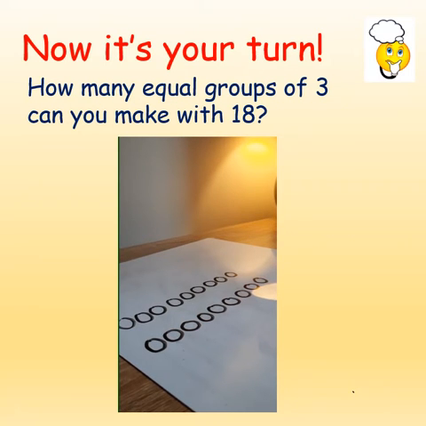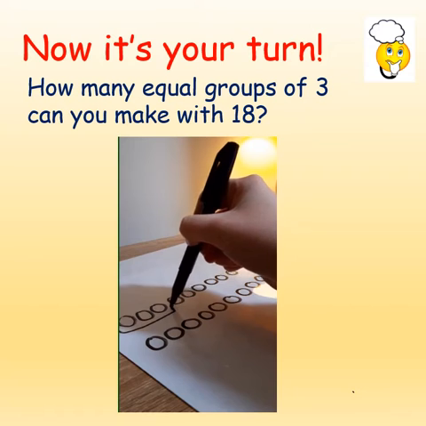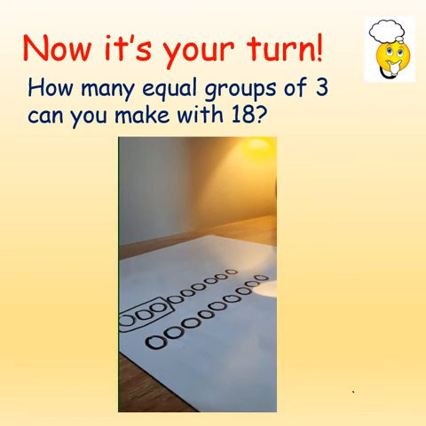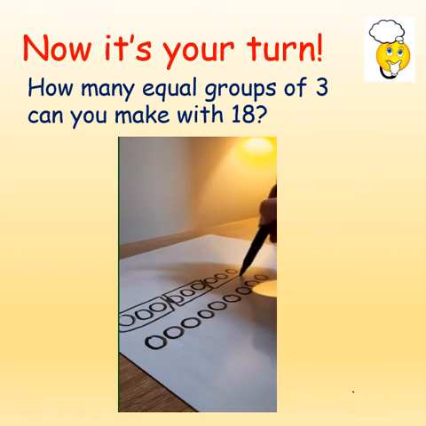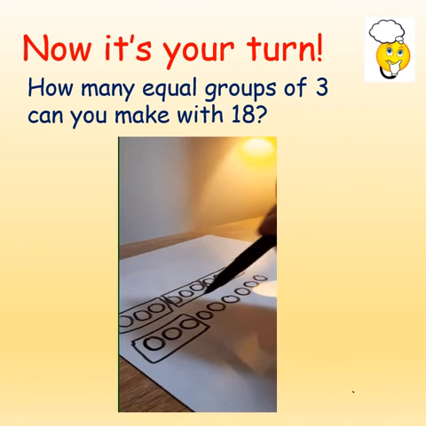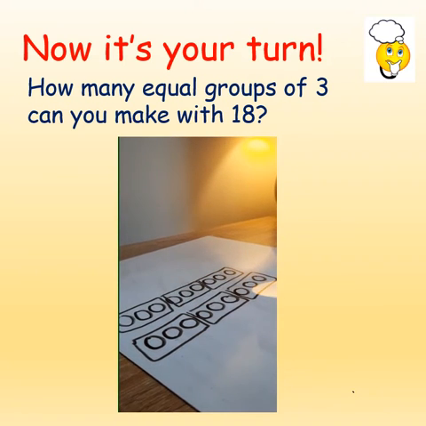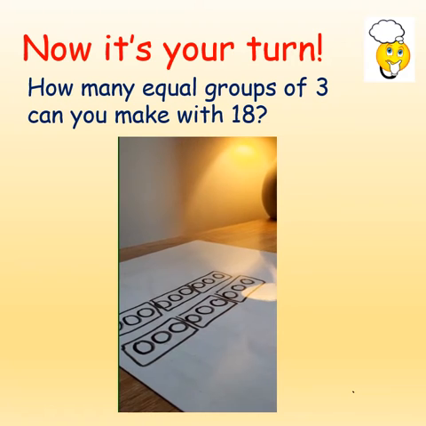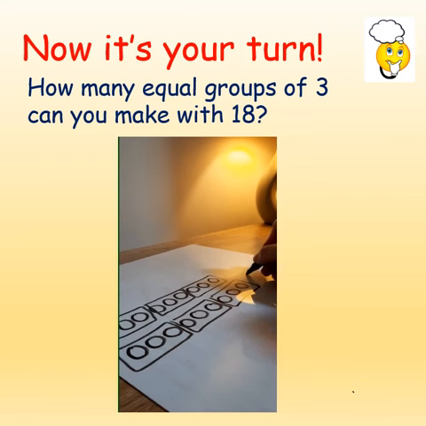So how many do I need in each group? Well done, that's right, I need 3 in each group. So now I'm just going to draw around 3 counters. So there's one lot of 3. I'm going to draw around the next lot of 3. 2. And the next lot of 3. 3. Next lot of 3. 4. And another lot of 3. And another lot of 3. How many groups of 3 have I made out of 18? Well done, that's right, I have made 6 groups of 3 out of 18. Well done.